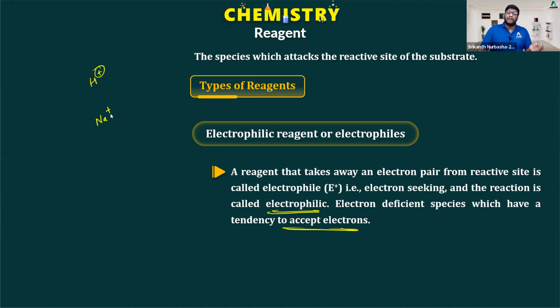No, Na plus has a complete octet: 1s2, 2s2, 2p6. Although it is a positively charged ion, it has a complete octet. So it is not an electrophile, whereas H plus is an electrophile. Not every positively charged species is an electrophile.